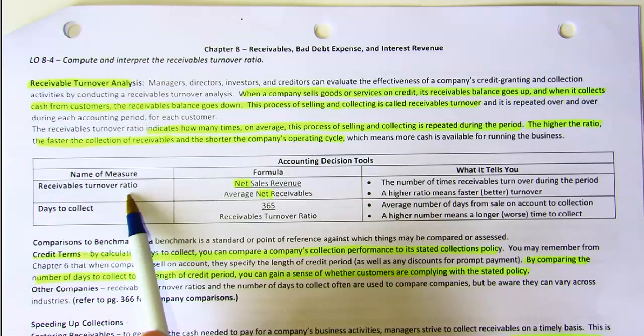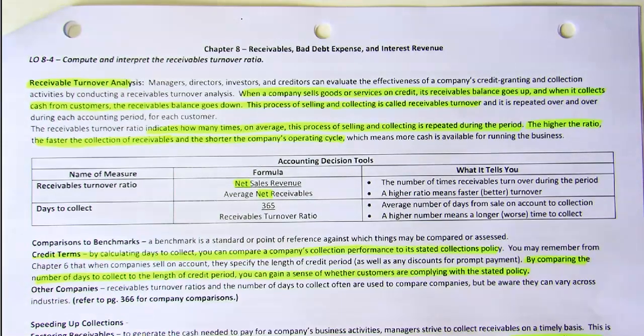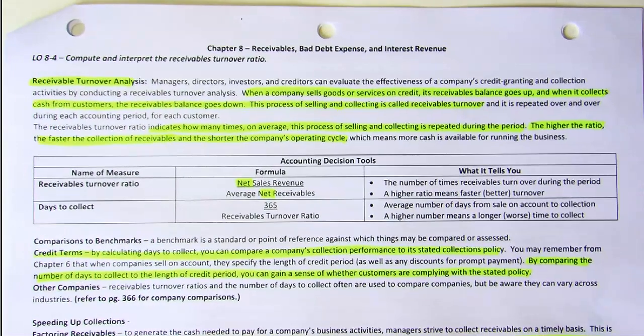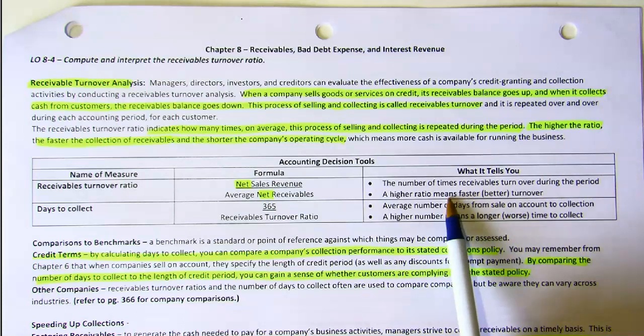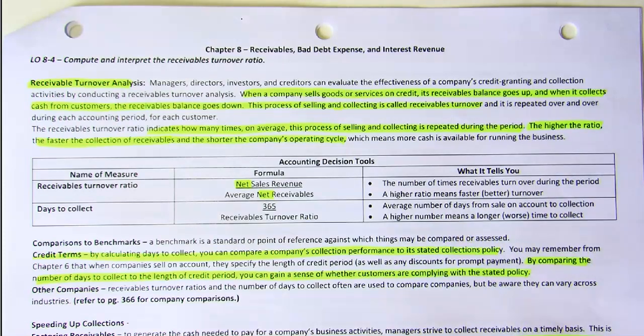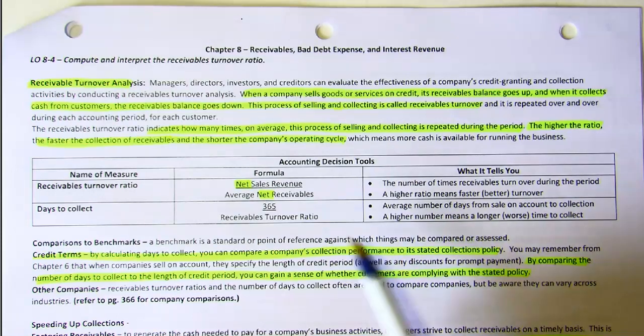The receivables turnover ratio indicates how many times, on average, this process of selling and collecting is repeated during the period. A higher ratio means faster collection of receivables, and a shorter operating cycle, which means more cash is available for running the business. Now let's take a look at the ratio itself.